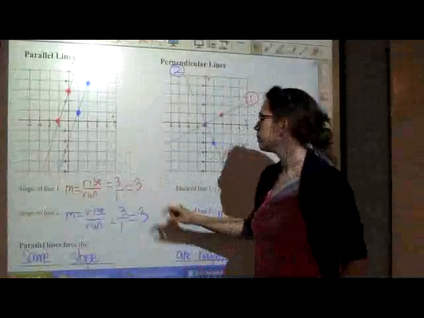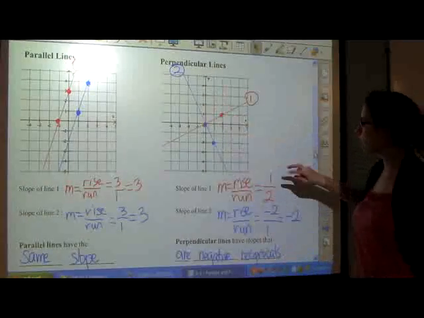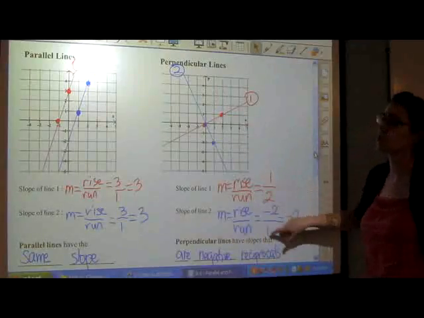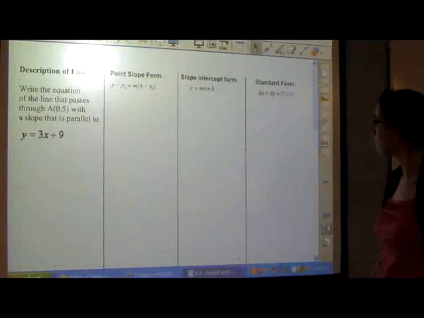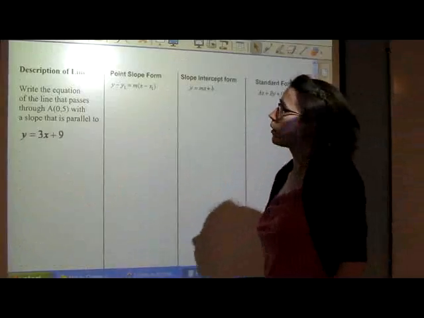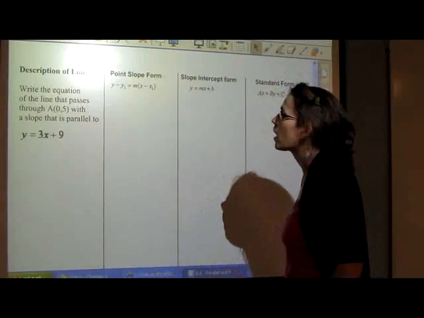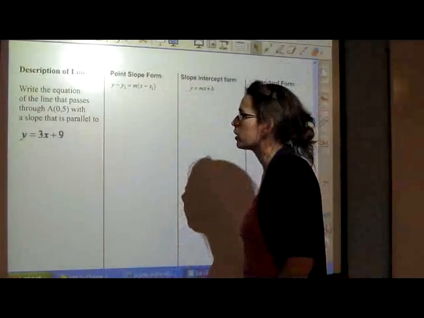Just as a quick recap, parallel lines means that the two lines have the exact same slope. In this case they're both 3. Perpendicular lines just mean that if I have the slope of one and the slope of another, they're negative reciprocals of one another. So if I flip it, one's positive, one's negative, or one's negative and the other is positive.